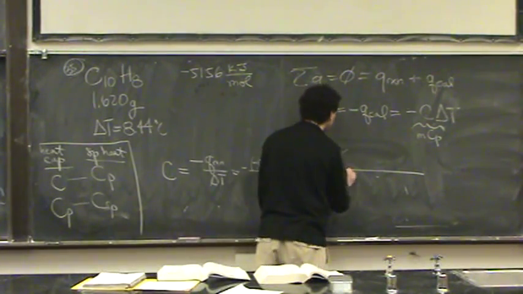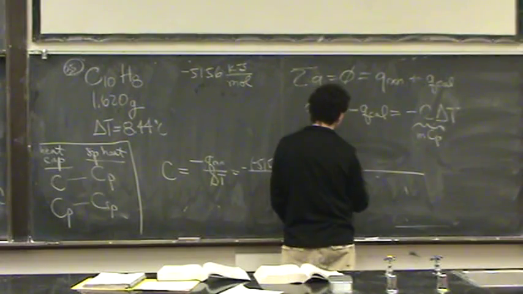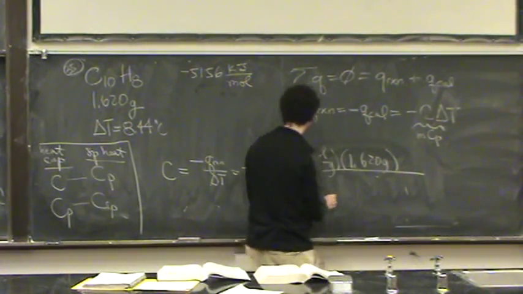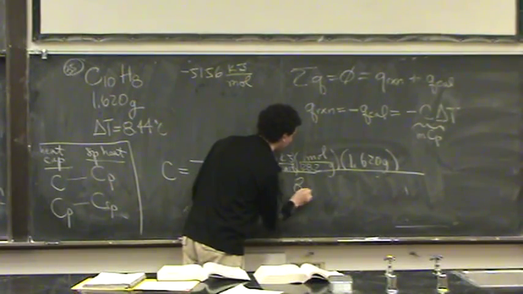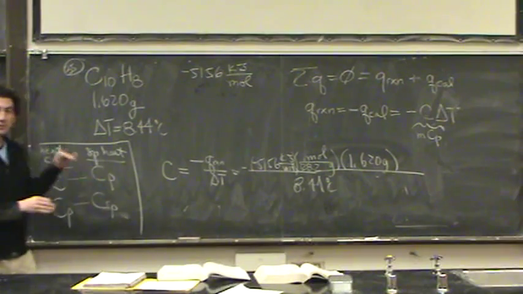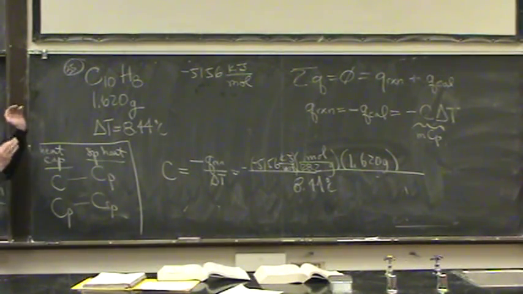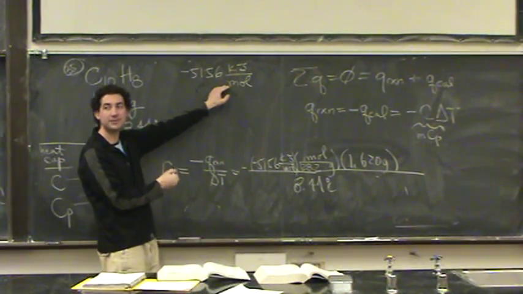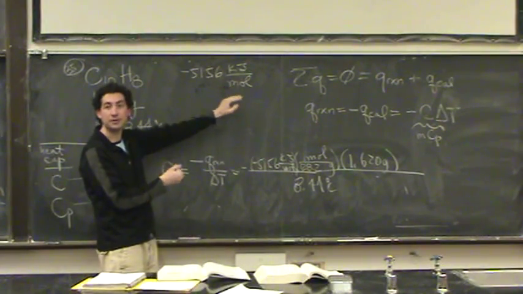And then there's one more step. I need to multiply by the given mass, 1.620 grams. And delta T on the bottom, 8.44 degrees C. So what I did in the numerator there on top is a very typical conversion type problem, where I have to convert, and often you'll have to do that, because they'll give it to you per mole and they want it per gram, or vice versa. It's per gram and they want it per mole.